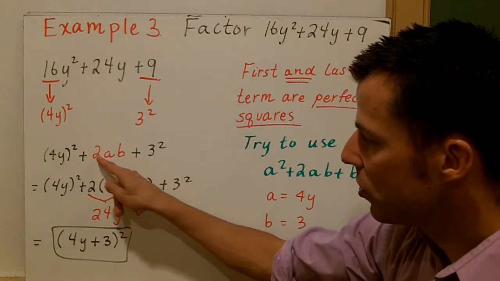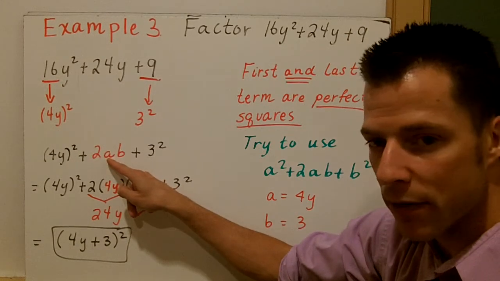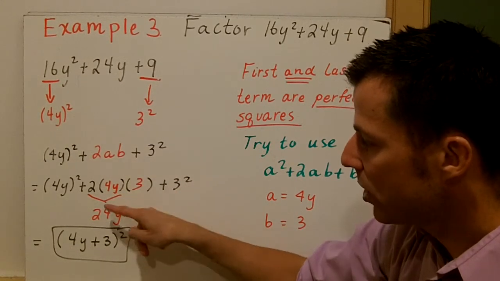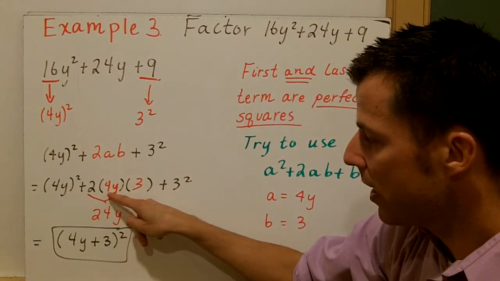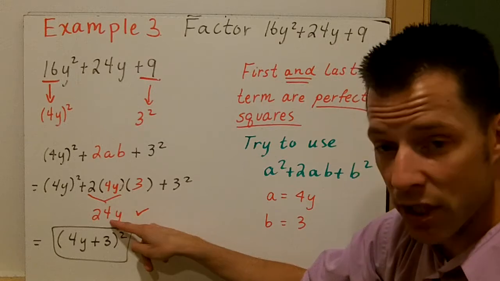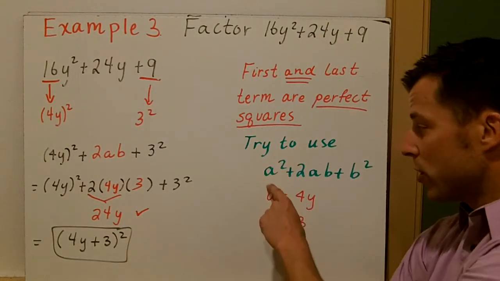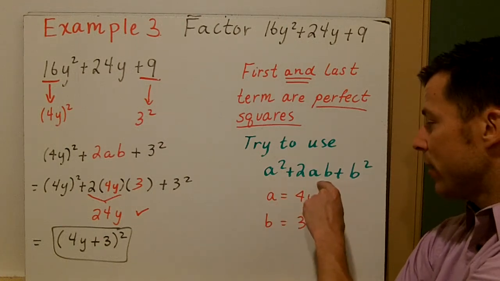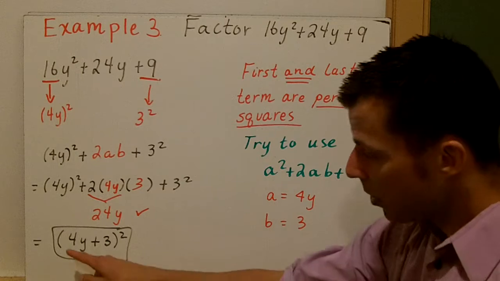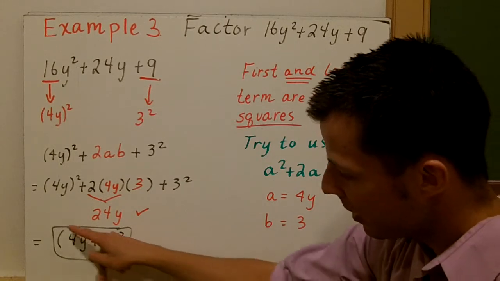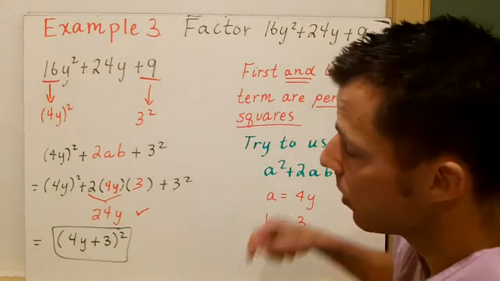But do I get 2 times ab? Meaning if I multiply 2 times what I picked for a and what I picked for b, do I get 24y? Let's check. 2 times 4y times 3. That actually equals 24y, so I get my check mark. Perfect square trinomial says this pattern is equal to a plus b, that quantity, squared. So a plus b, that quantity, is all squared, and I factored my perfect square trinomial.